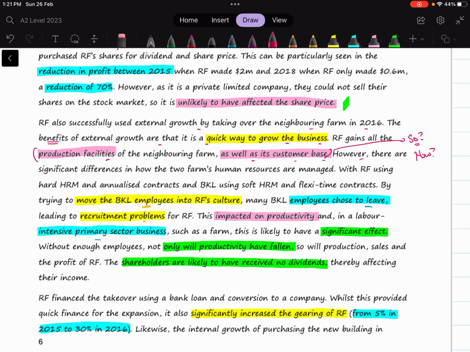Now, this impacted productivity, this led to, this resulted in, so again you're moving into analysis. And if you remember what I told you a little while ago, that if you mention that this point may be extremely important or very bad for shareholders or very good for the business, amongst all the benefits, this point has the most impact. This is the same thing that the candidate has done at the end, that this is likely to have a significant effect. Without enough employees, not only will productivity have fallen, and so on. And the candidate moves on to develop a chain of arguments. That is exactly what students need to do.